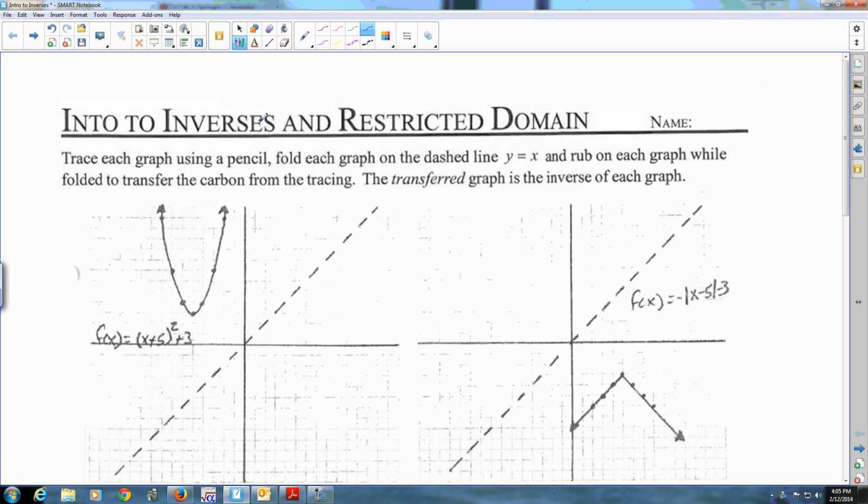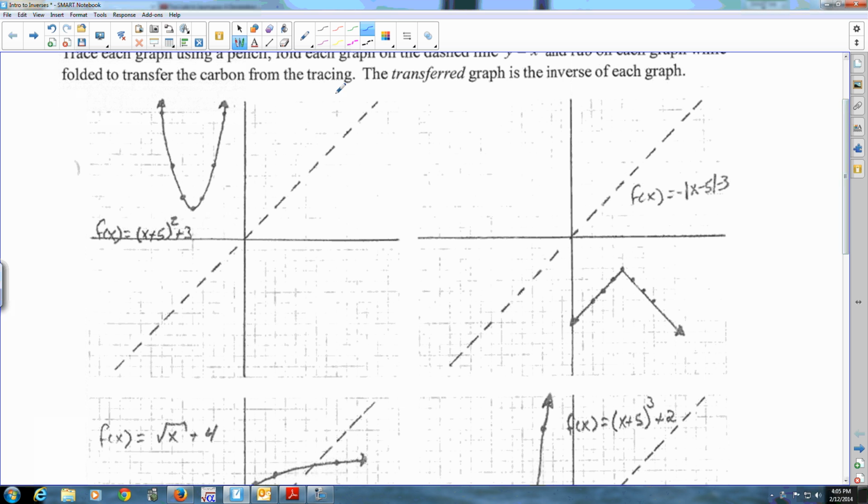Hello, everyone. We're looking into how to find inverses. We're not going to worry so much right now about restricted domains, so we'll just stick to the idea of how to find inverses. There's two ways to find an inverse. One is graphically, and one is algebraically. The graphical method requires you to take the graph and reflect it over the line y equals x.